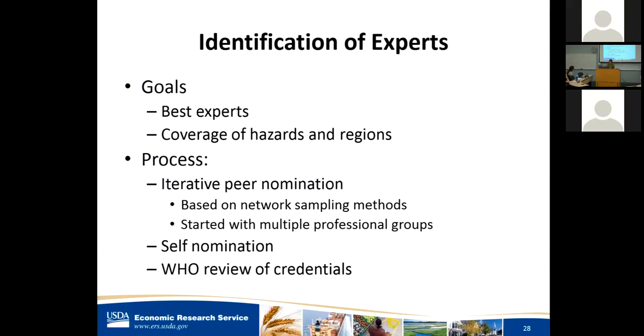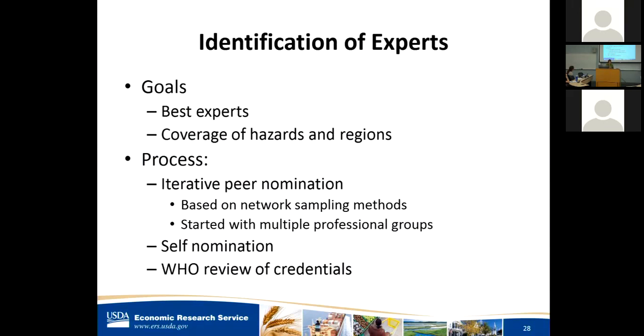So identification of experts. The important thing to know about this is that we're not trying to sample the population of experts. We're trying to get a panel of people who have the best knowledge that we can get and who are good at providing judgments under uncertainty. So it's not a population sample. We went through this using methods for identification that have been used in social network sampling, because it's kind of a standard way of identifying groups, membership in groups. So we did an iterative peer nomination process.